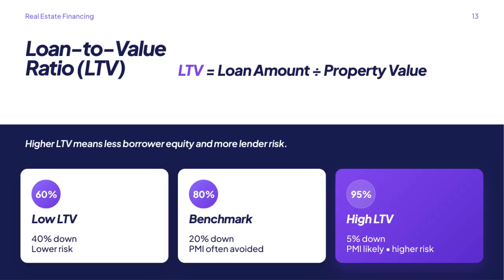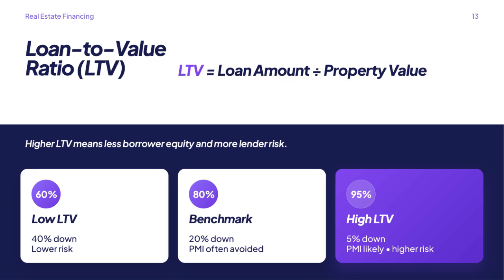Let's talk about the loan-to-value ratio, or LTV, which is a key concept in real estate financing. The LTV is calculated by dividing the loan amount by the property's value. Essentially, it tells us how much of the property's purchase price is being financed through a loan. A higher LTV means a borrower has less equity in the property and, as a result, the lender is taking on more risk. For example, with a 60% LTV, the borrower has made a 40% down payment, which is considered low risk because there's significant equity built up.